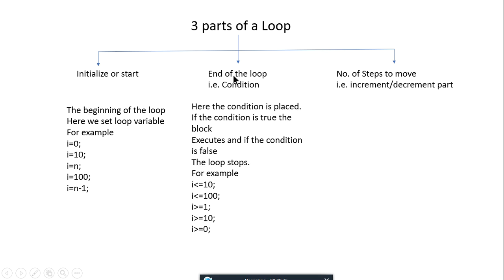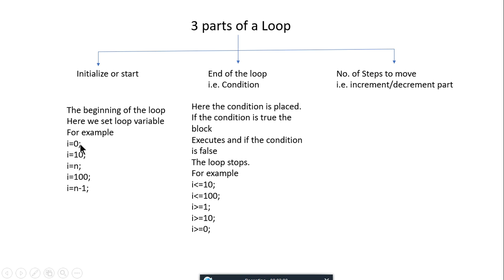Only then you can start with the condition, that is the end of the loop. You must know where to stop the loop. The end of the loop is written in the condition, and if the condition results true, the loop block of statements will execute. So the condition is placed here. If the condition is true, the block will be executed, otherwise the loop stops.